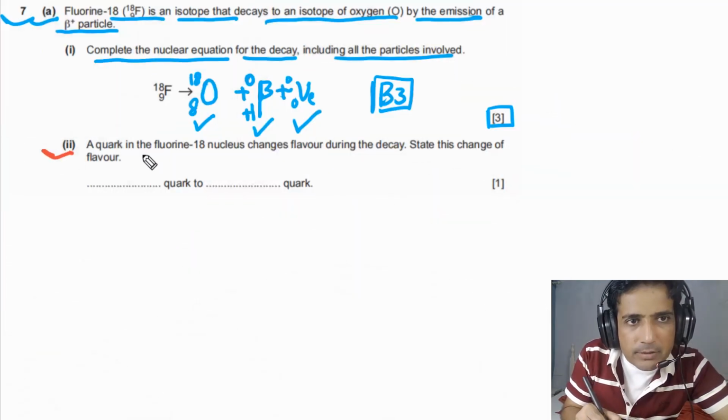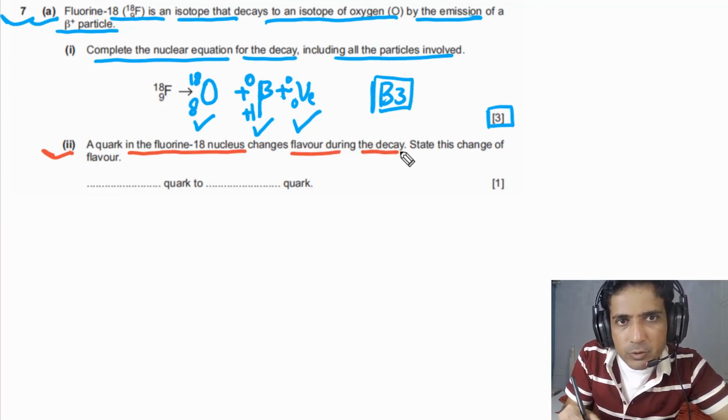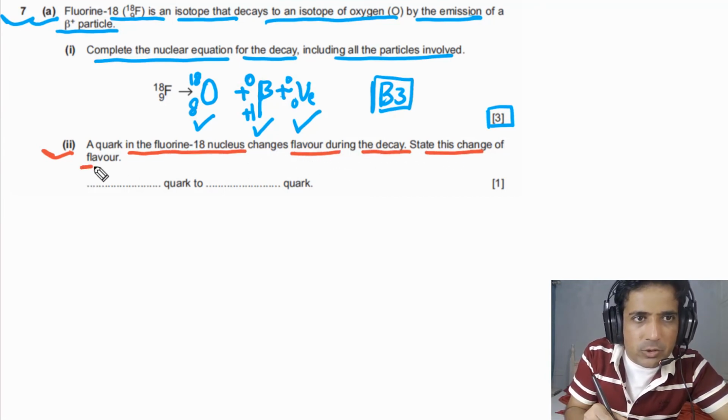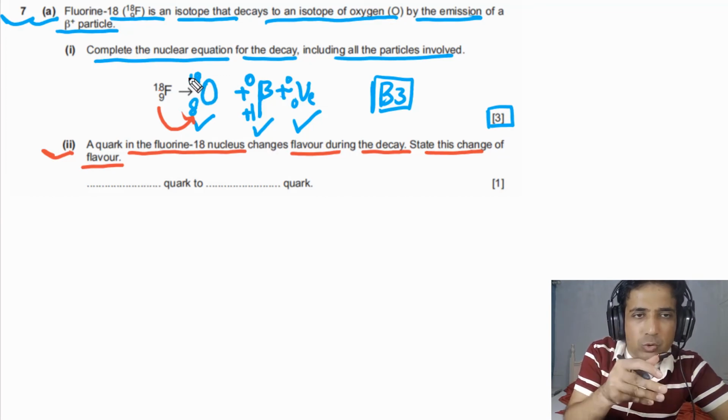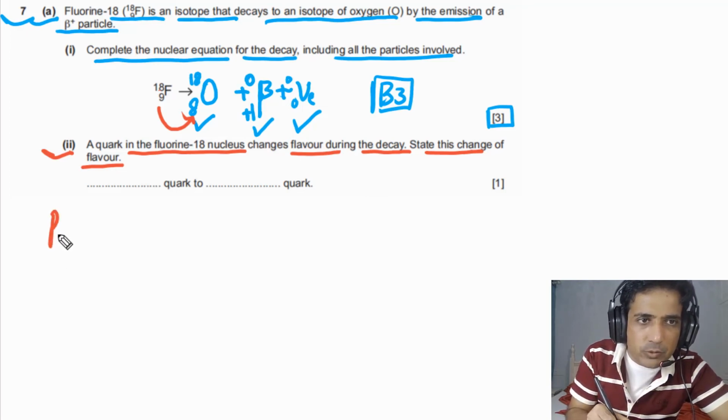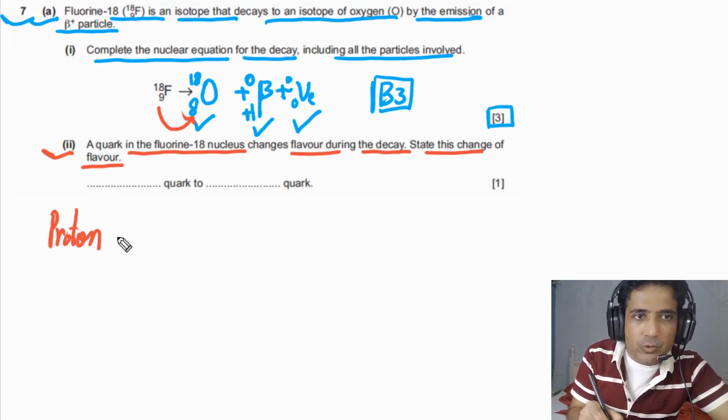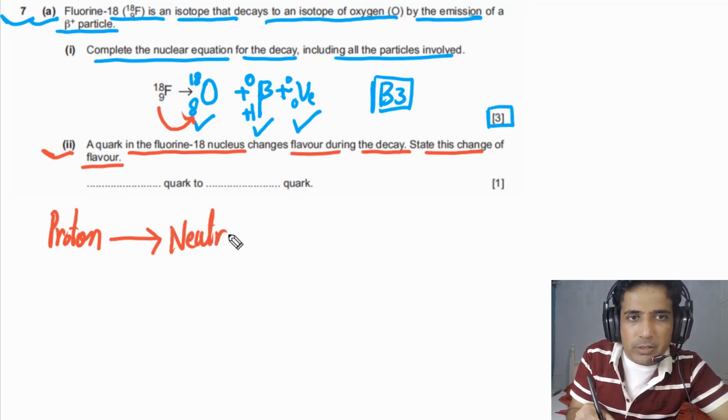For the second part, it is given to us that a quark in the fluorine-18 nucleus changes flavor during the decay. State this change of flavor. If you look at this nuclear equation, you can see on the left side we have 9 protons, but here we have 8 protons. But the total number of nucleons, meaning the total number of neutrons and protons, remains the same. It simply means that 1 proton decays into a neutron. And this is true in beta plus decay.